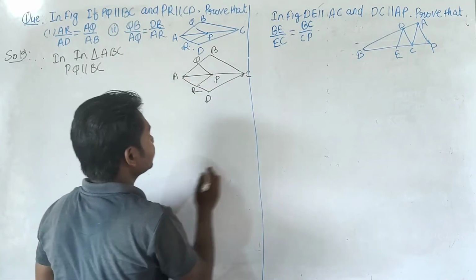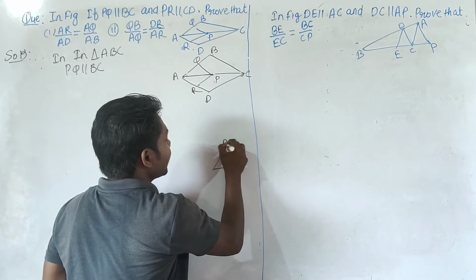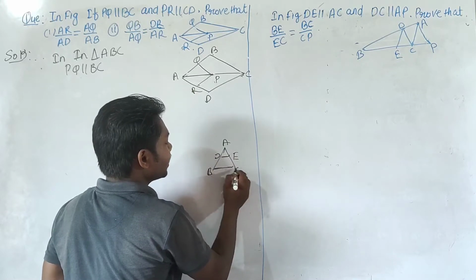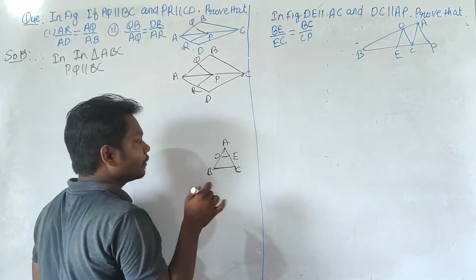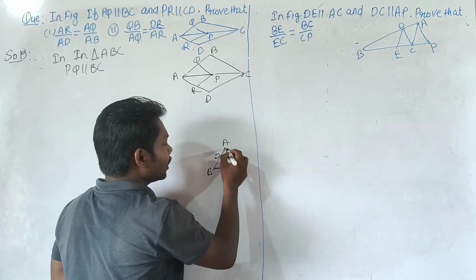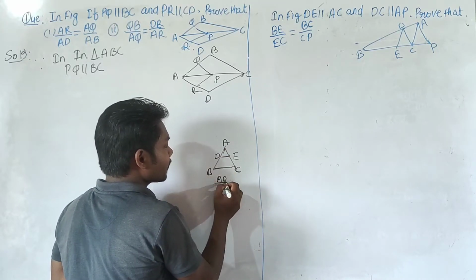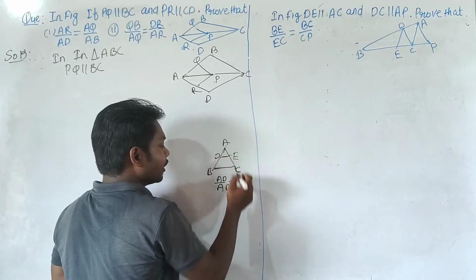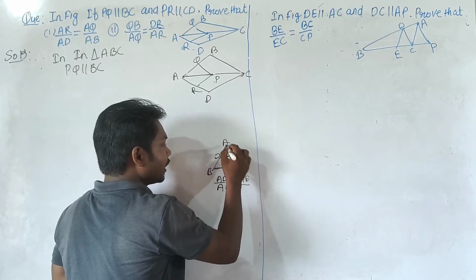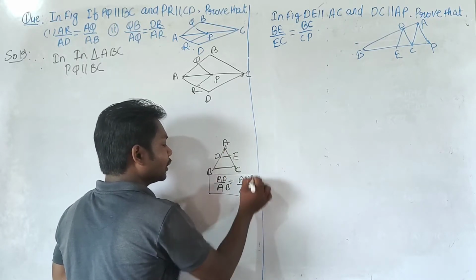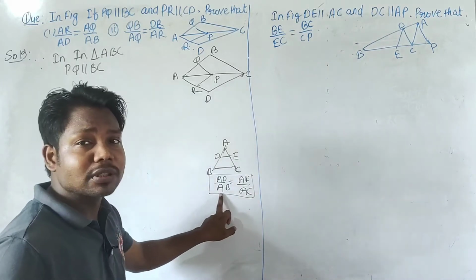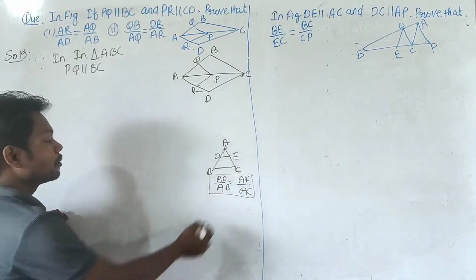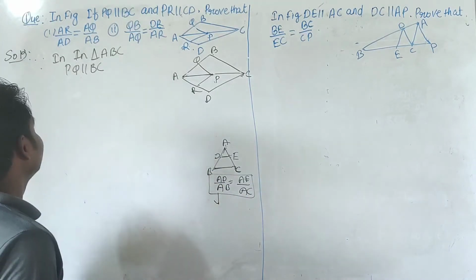if there is a triangle ABC and if DE is parallel to BC, then according to the corollary of Thales theorem or basic proportionality theorem, we know AD by AB is equal to AE by AC. So this result is according to the corollary of the basic proportionality theorem. I hope everybody understood it. So we will use the corollary of this Thales theorem.